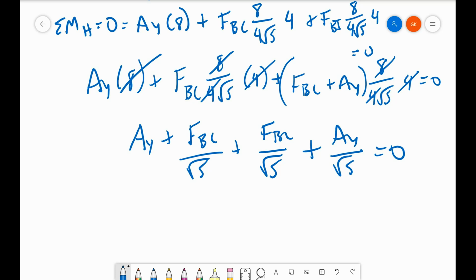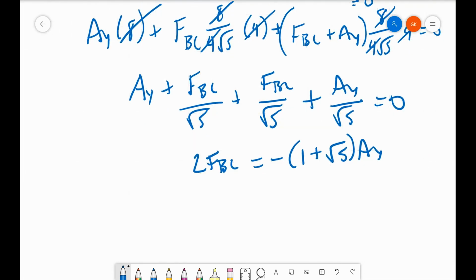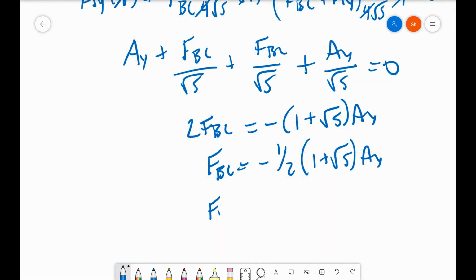And if I bring that over to the other side, I'll multiply everything by square root of 5. What I get is that, make sure that's all correct, 2FBC will equal negative 1 plus square root of 5 AY, or FBC will equal negative 1/2 times 1 plus square root of 5 AY. I know what AY is. It's 4,000 pounds. So FBC.